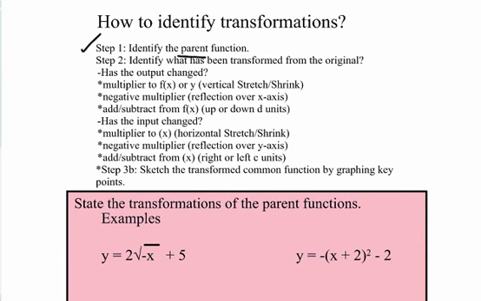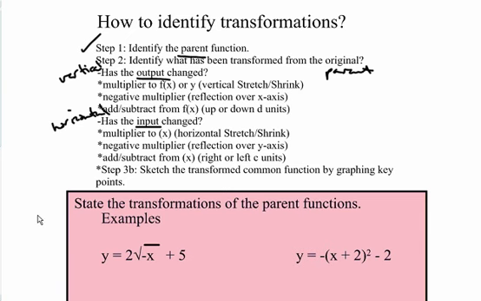The second step is to identify what has been transformed from the original, that means from the original parent function. And there are two different types of transformations that can occur. Either you have a change in the output, which is the vertical change, I apologize, or it changes the input, the x, which is a horizontal change.